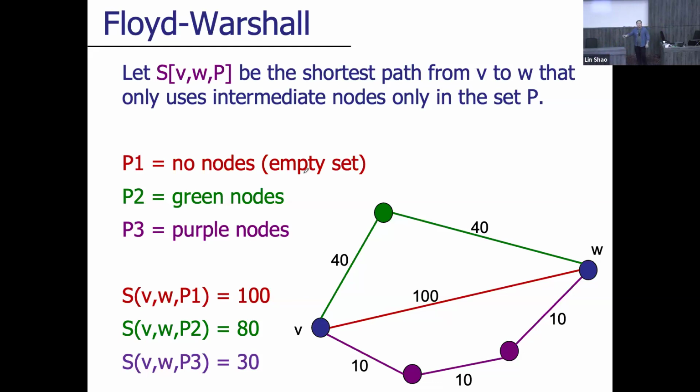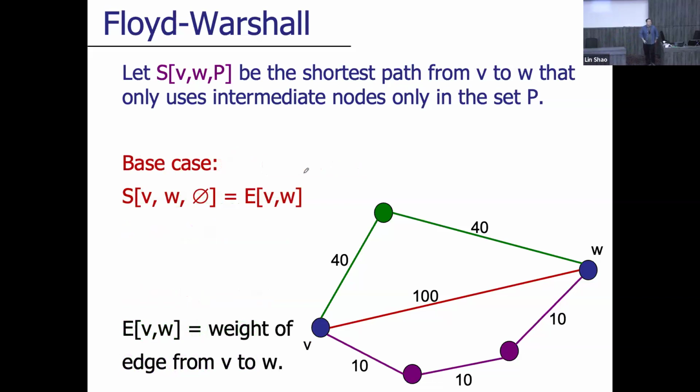Let's move on with the same idea and analyze P3. In P3, there will be 2 nodes, highlighted in purple color. Each of the edges has a cost of 10, so together the shortest path would have a cost of 30. So this is the definition of SVWP: the shortest path is specified by the starting node and the ending node, but also by the set of vertices we allow the path to cross.